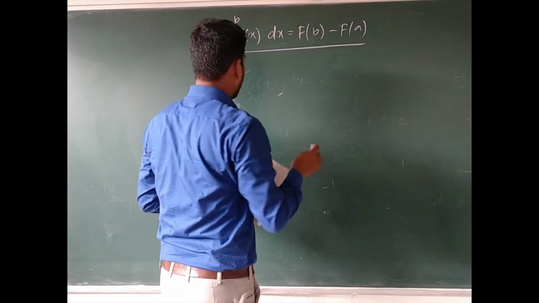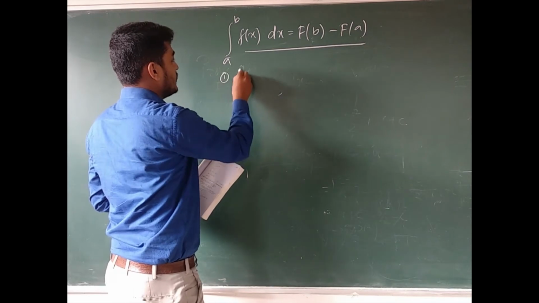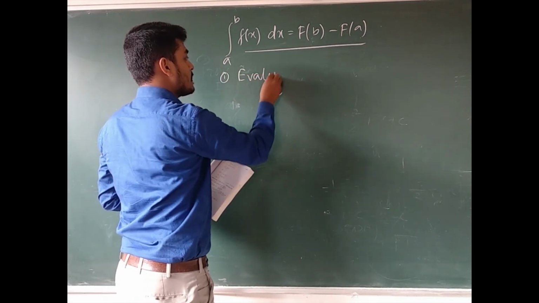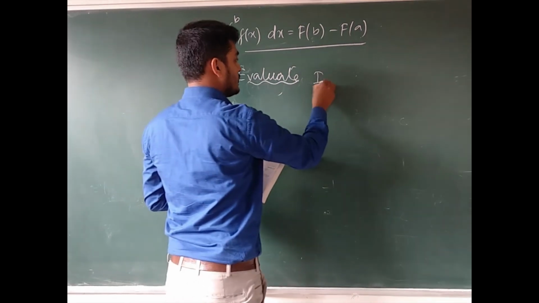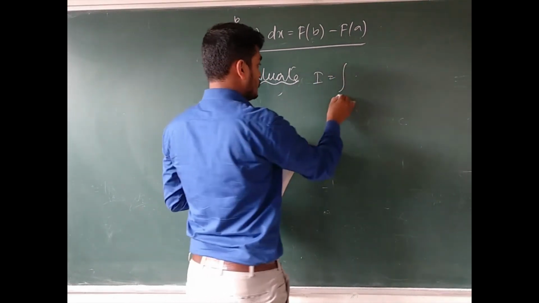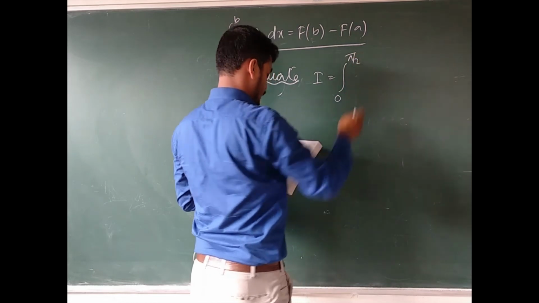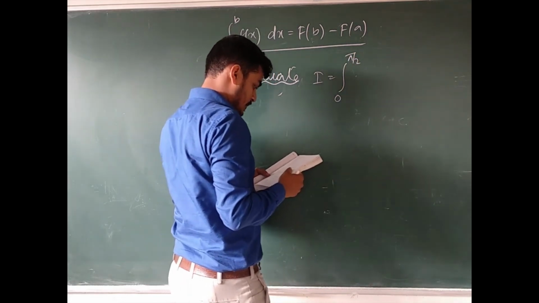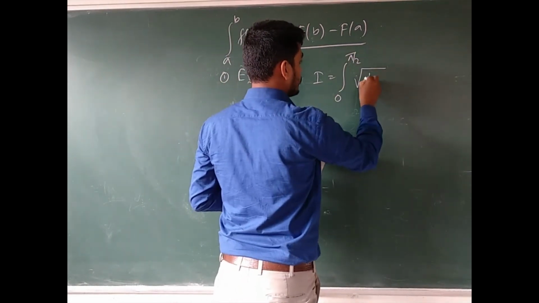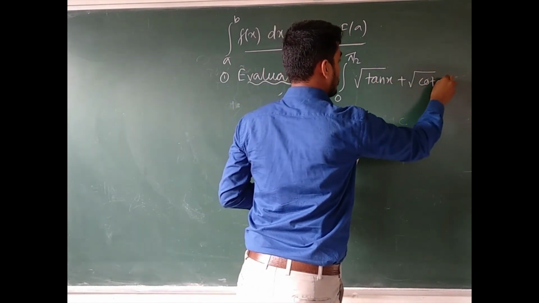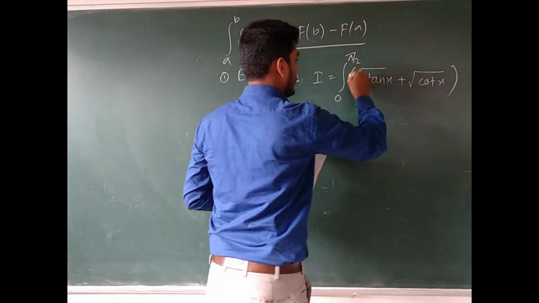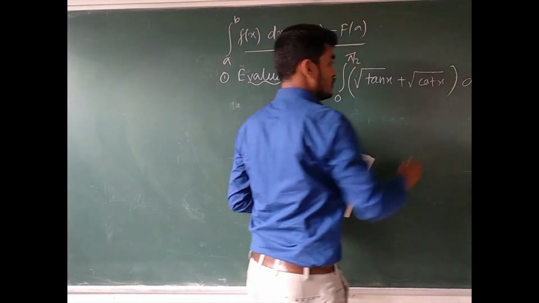Suppose a question is given. Evaluate I is equal to the integration from 0 to pi by 2 of square root of 10x plus square root of 4x dx. So many different questions are there.